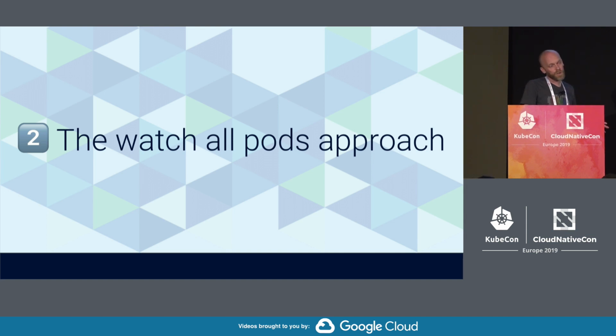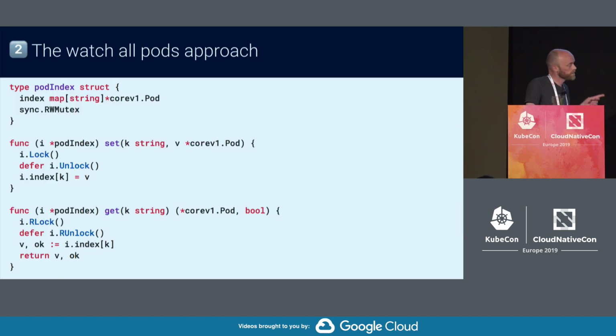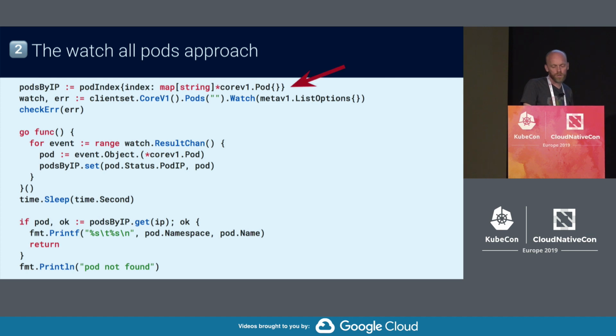So this approach is a little more complicated because we need to have a map with concurrent access that we maintain in memory of pods by their IP address. That is this struct. It has a mutex, and really it's just a map of string to pod. Two very basic functions, one to add things to the map and one to retrieve things from the map. And with that, we can rewrite our list pods approach to set up a new map and then call watch.